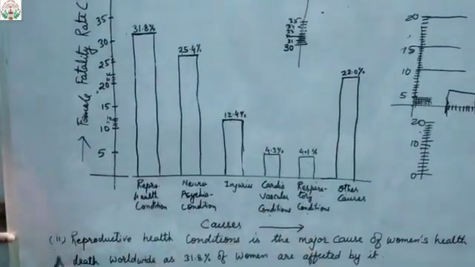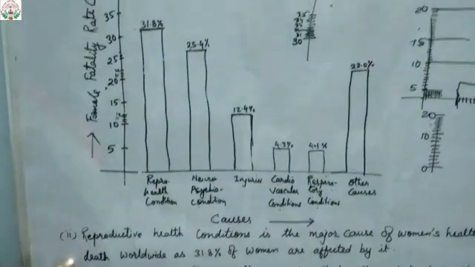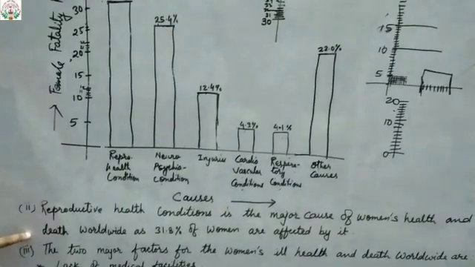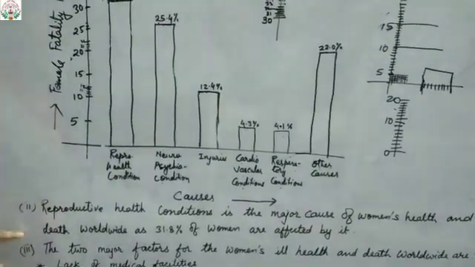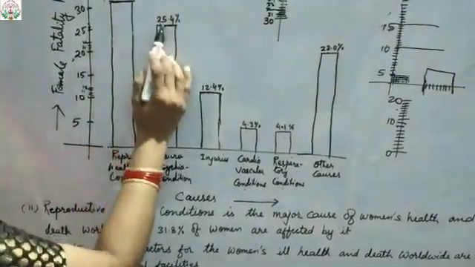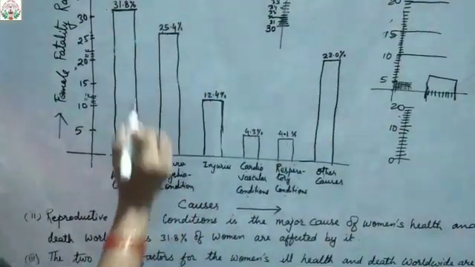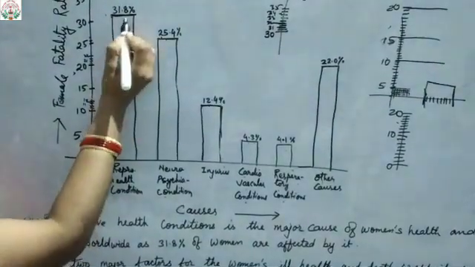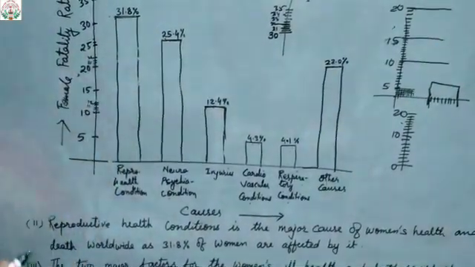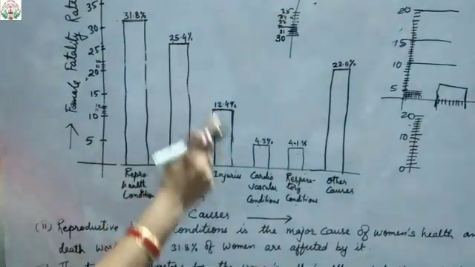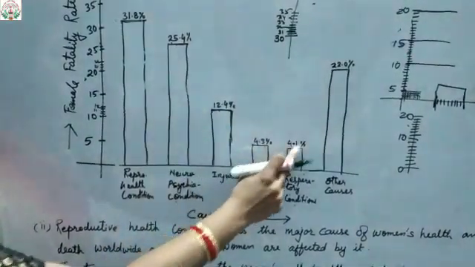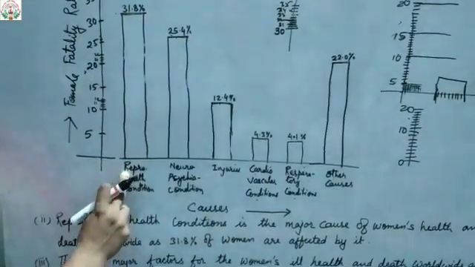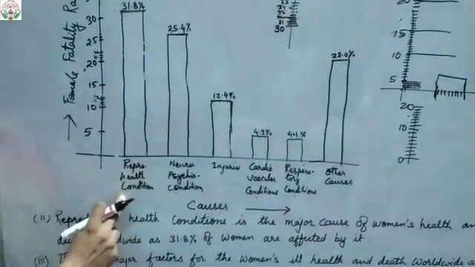Okay. And then the second part of the question is, which condition is the major cause of women's ill health and death? So seeing the percentage, you tell which one is the highest reason, which frequency is the highest death rate. You can see this one, that is 31.8. The others are 25, then 12, 4, 4 and 22. So which is the highest one? 31. So which is the reason for it? That is reproductive health condition.